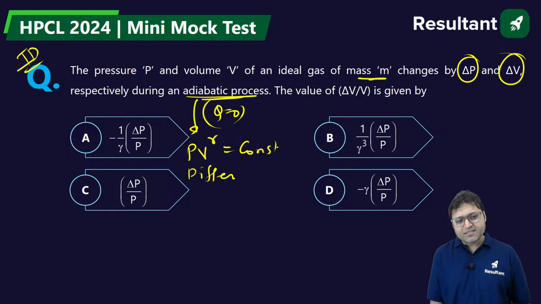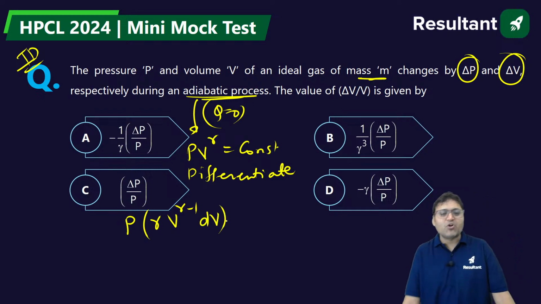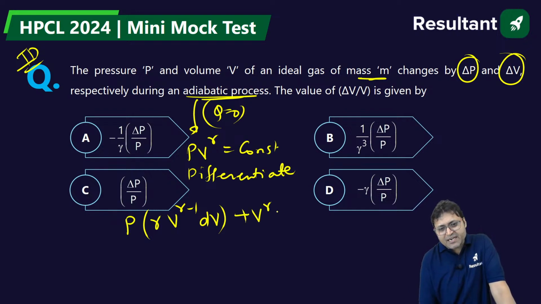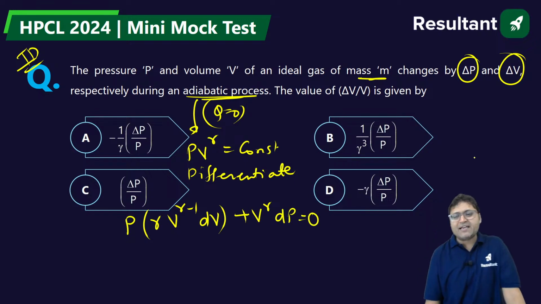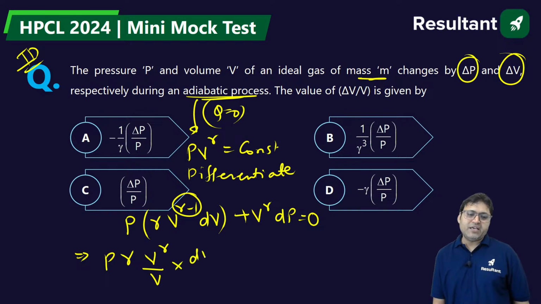If we differentiate this, then we can say P is taken constant, gamma into V to the power gamma minus 1 into dV. First term, keep the first term constant and differentiate the second term, plus keep the second term constant and differentiate the first term, is equal to the right hand side, the differentiation of a constant, which will be 0. So we can write P into gamma into V to the power gamma upon V, since gamma minus 1 is V to the power gamma upon V, into dV is equal to minus V to the power gamma into dP.